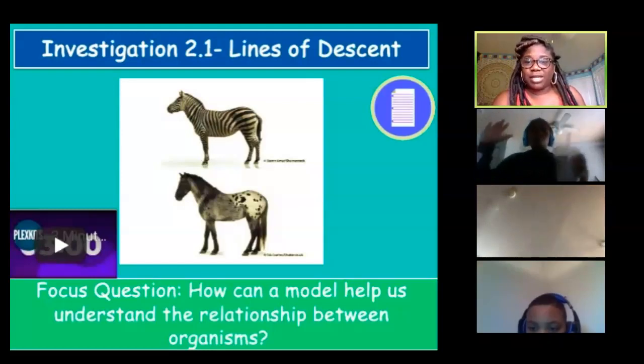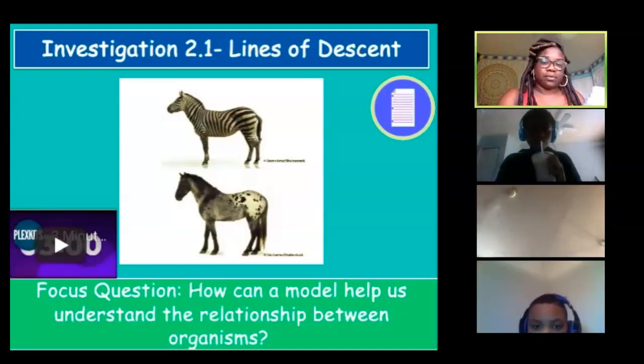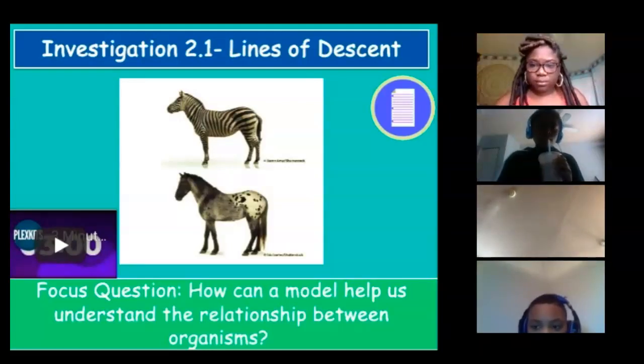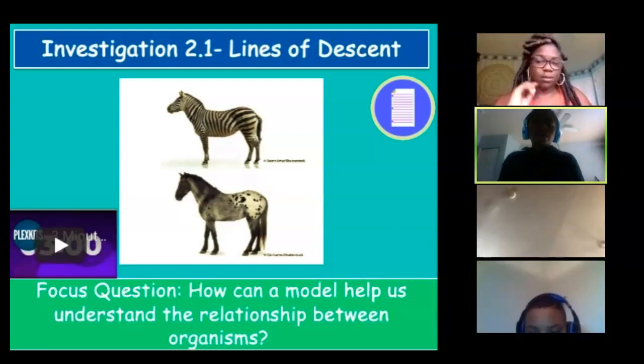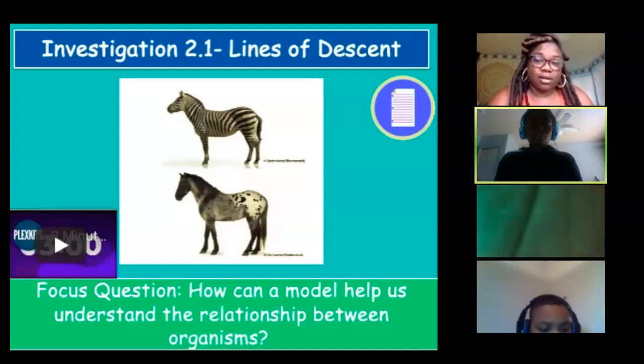Good. That's what we're doing today. Yes, Malik. Sanders. I was asking if I could read mine. Yes. A model will show how similar two animals' physical appearances are, and that shows us if the animals are related or not.